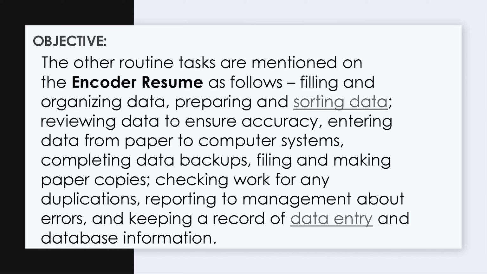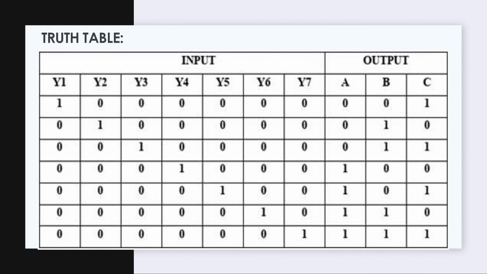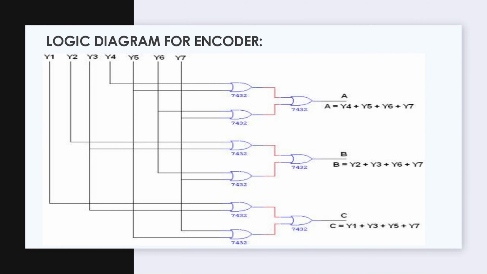Now we'll see the objective of an encoder: filling and organizing data, preparing and sorting data, reviewing data to ensure accuracy, etc. This is the truth table for an encoder. This is a logic diagram for an encoder.